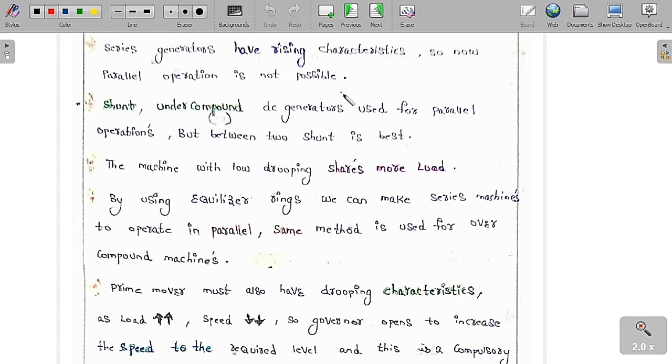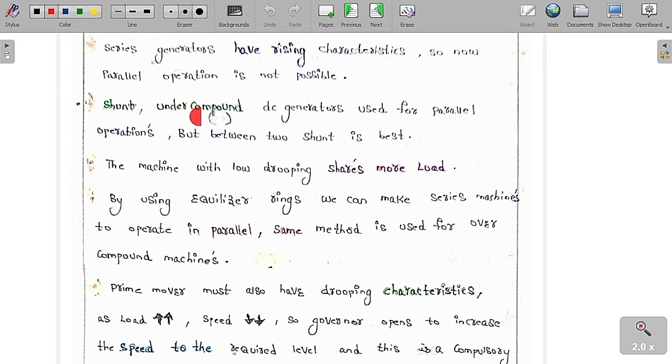Whenever the load increases, the terminal voltage should decrease. It is called a drooping characteristic. This is not possible in a series generator. So simply we can say that parallel operation is not at all possible, as the DC series generator has rising characteristics.